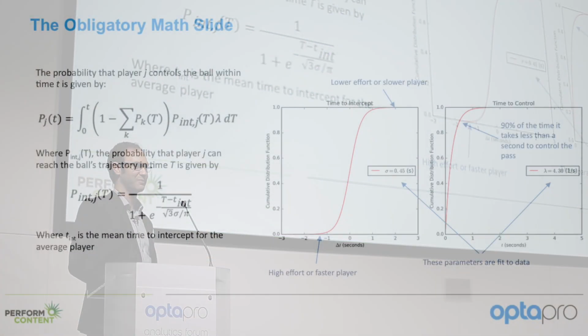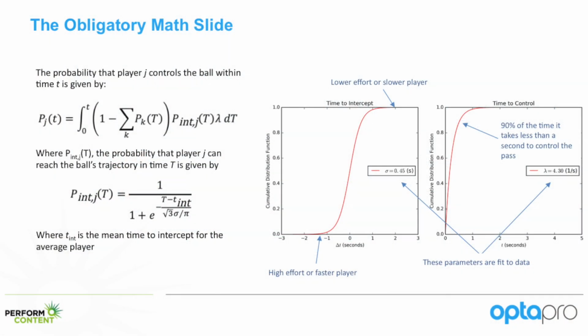Now here's the obligatory math slide, and I'm going to rush through this because I don't really want to talk about it in too much detail. But suffice it to say that we basically take that toy model, write it out as a differential equation, and then solve it numerically. Now I mentioned already the time to intercept and the time to control.